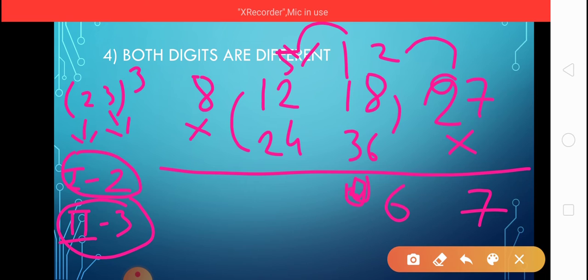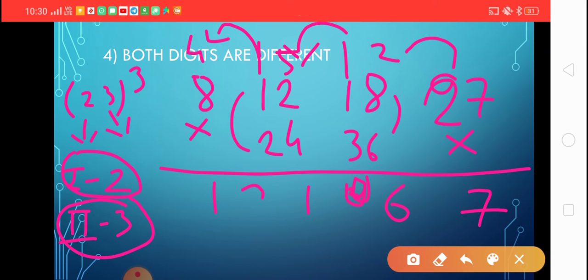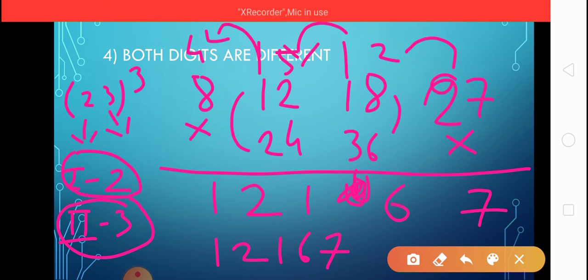Then this 5 is here, carry. 5 plus 2, 7. 7 plus 4, that is 11. We will write it here. This 1 goes to carry. 1 plus 1, 2. 2 plus 2, 4. This 4 will go here as a carry. Then it becomes 4 plus 8, that is 12. So our answer becomes 12167. This is nothing but the cube of 23. Now you just tell me, isn't it a very simple trick?